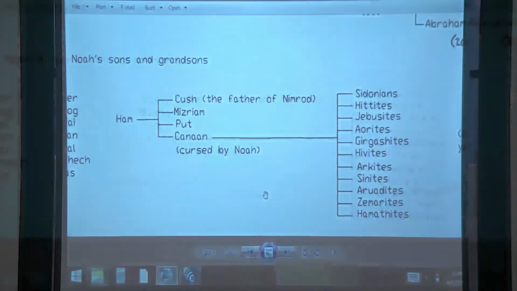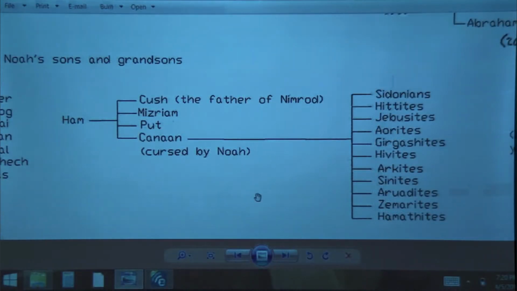What do we know about Ham? Other than we always eat it on Easter afternoon.